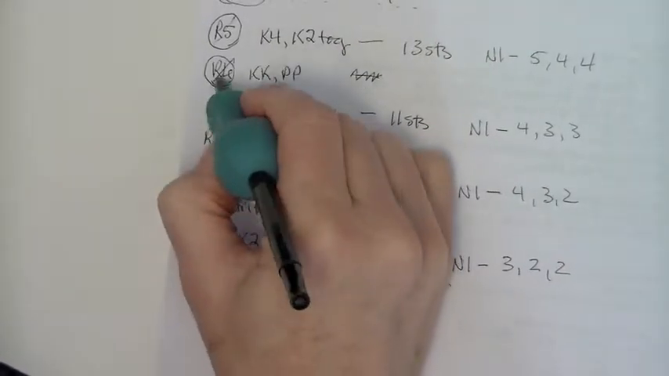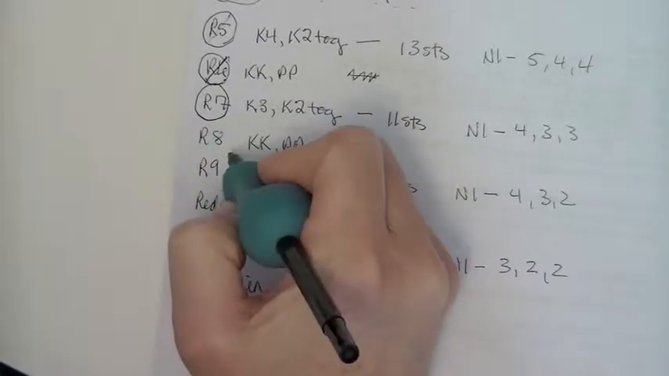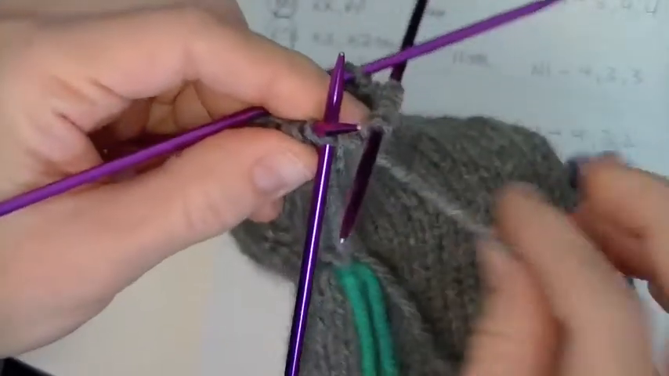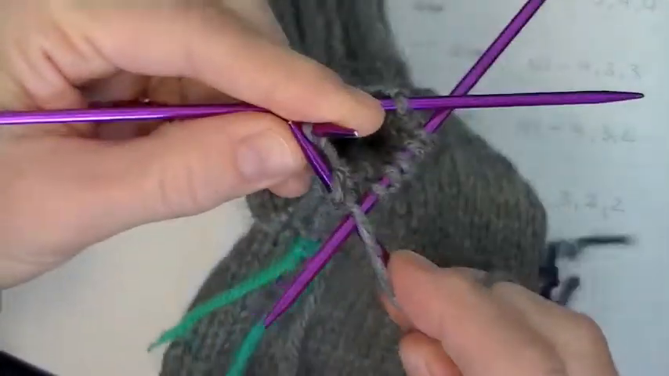Row 7 says to knit 3 and then knit 2 together. On needle 1, I knit 3 stitches, then I knit the next 2 together.